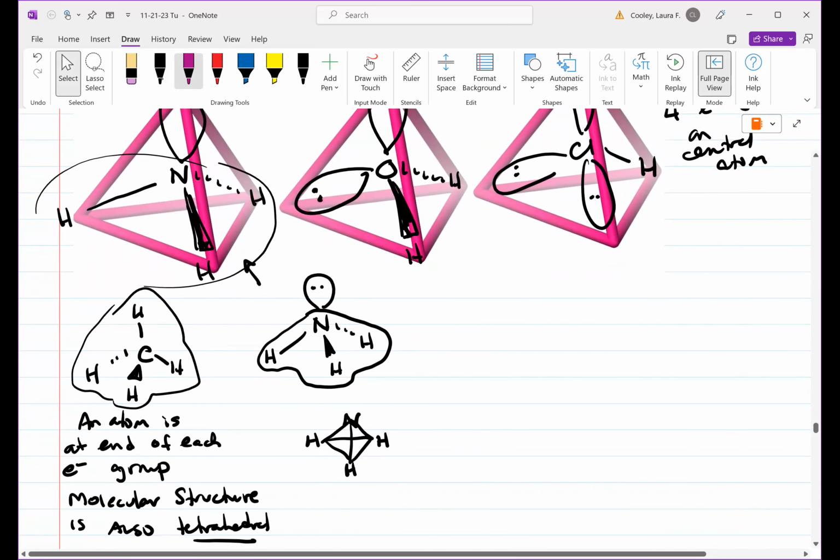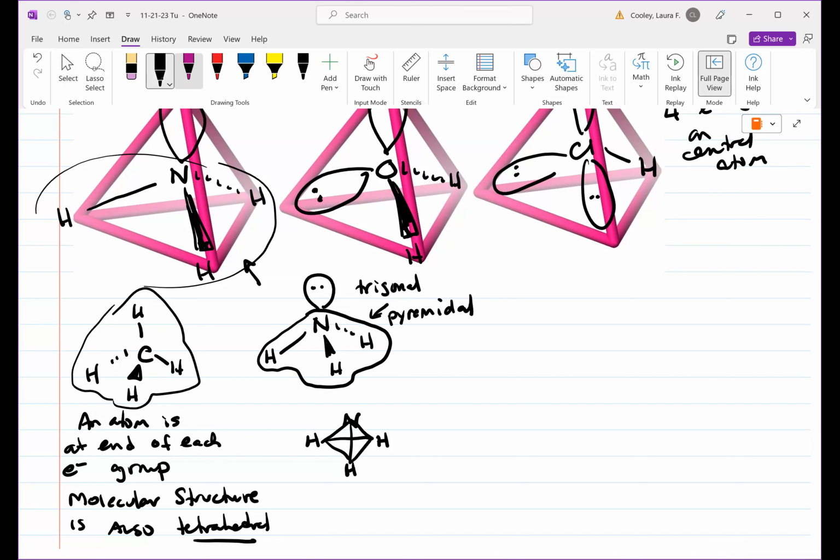So we call this molecular structure trigonal pyramidal. Trigonal because it's a pyramid with 3 points on the bottom, the 3 hydrogens, and then you have the nitrogen up here, so it makes a little pyramid. This is a terrible drawing. No, it is not. Well, I'm not much of an artist. That's why I have the pink thing. So it's a little pyramid, okay?